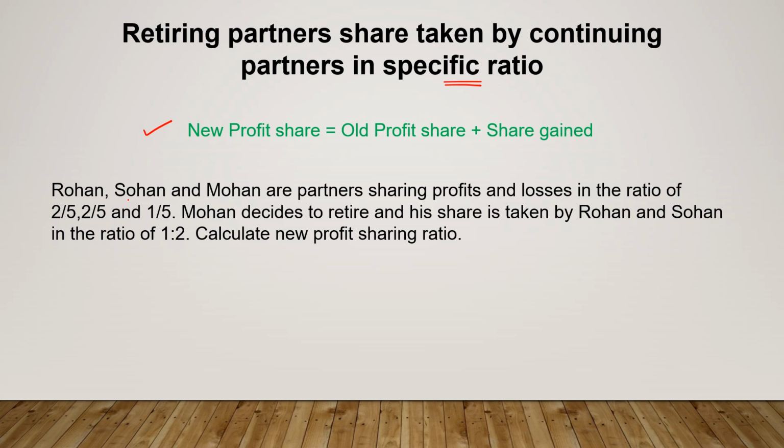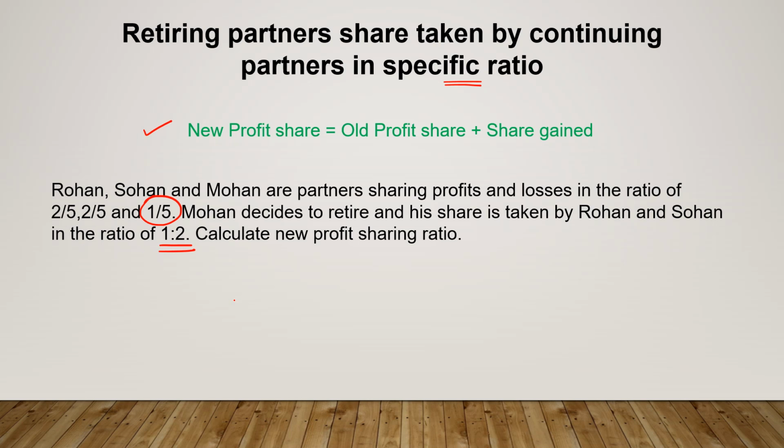So to understand this concept, let us take up this question and understand it. Rohan, Sohan and Mohan are partners sharing profits and losses in the ratio of 2:2:1, or 2/5, 2/5, 1/5. Mohan decides to retire. So the person who was taking 1/5 of the share is retiring, and his share is taken by Rohan and Sohan, that is the continuing partners, in the ratio of 1:2.